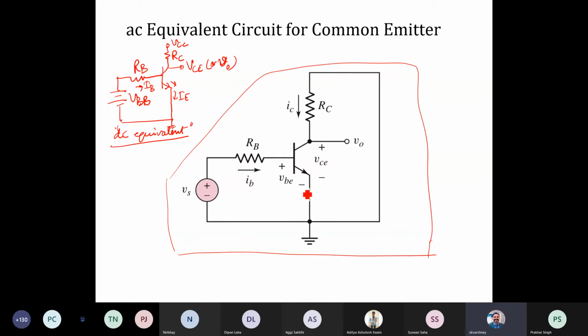So you can see there are no DC terms. Now all the AC terms are present, and the DC equivalent circuit is given on the left hand side.